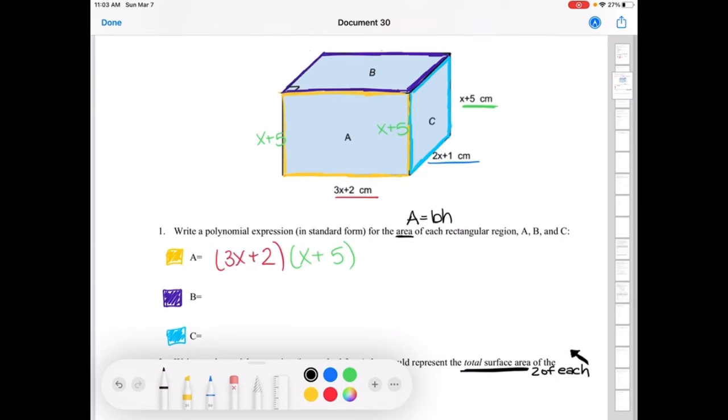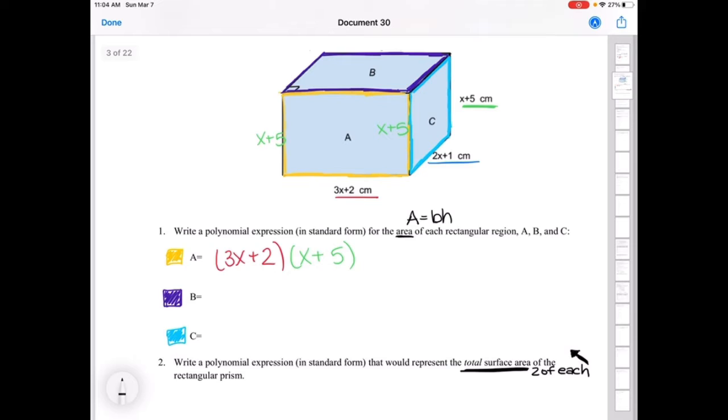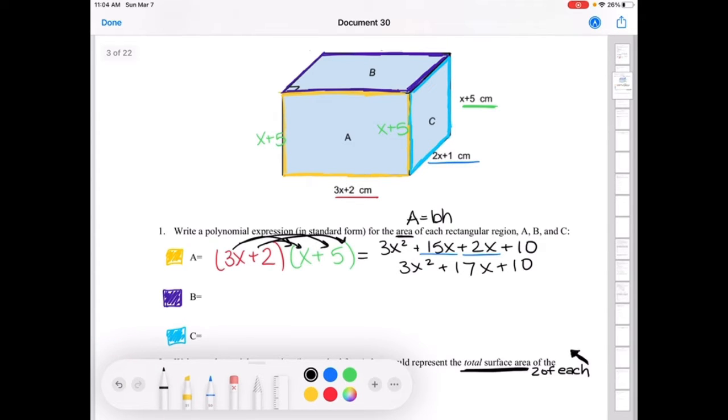So now I have to distribute because it wants a polynomial expression in standard form, not factored. So I'm going to distribute, and I'm going to get this. So I can combine these two terms, 3x squared plus 17x plus 10. Now moving on to B, which is the purple region.